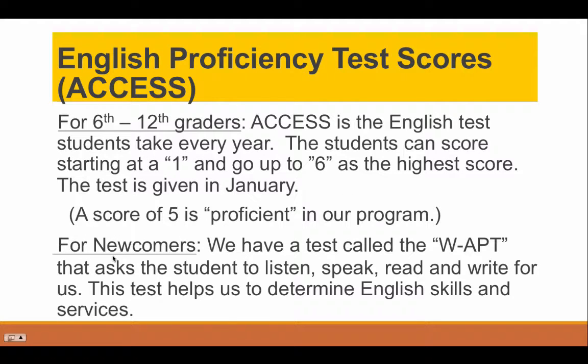Beneath your English language services on your PSP, you will see a section called English Proficiency Test Scores. In the state of Kentucky, we give the Access test. For 6th through 12th graders, Access is the English test that students take every year in January. The students can score anywhere from a 1, which is where we often rank our newcomers, all the way up to a 6, which is the highest score.